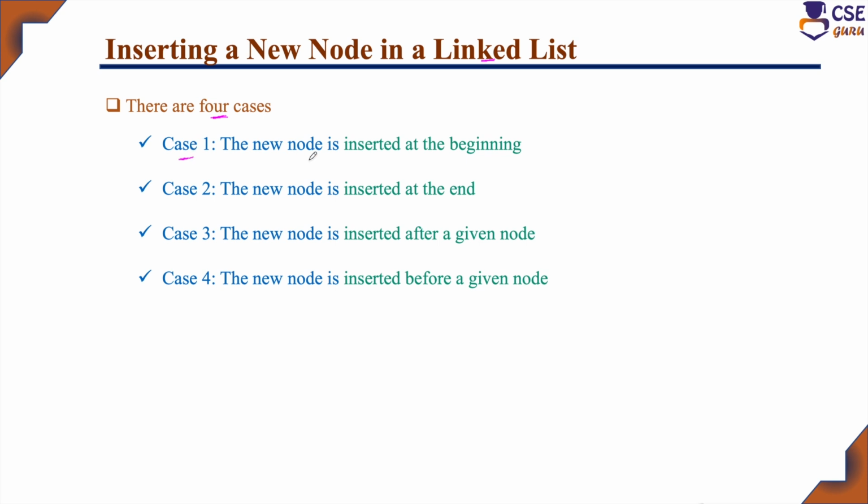First case, the new node is inserted at the beginning as the first element in the linked list. Case 2 is new node is inserted at the end of the linked list, that is, as a last element you are going to insert. Case 3 is the new node is inserted after a given node. After a specific node, the new node will be inserted. Case 4 is new node is inserted before a given node. Before that specific node, the new node should be inserted. So these are all the four cases in singly linked list insert operation.